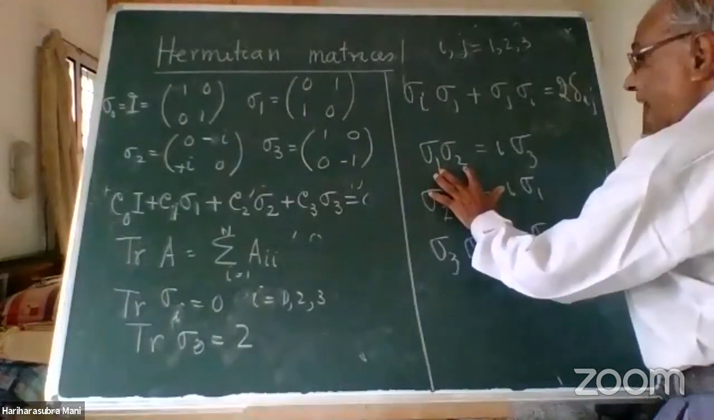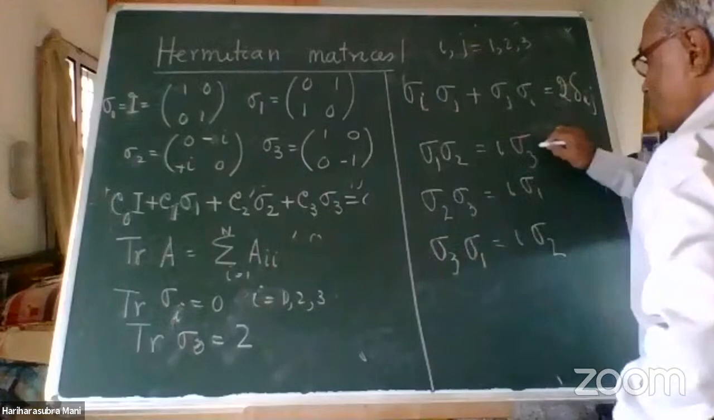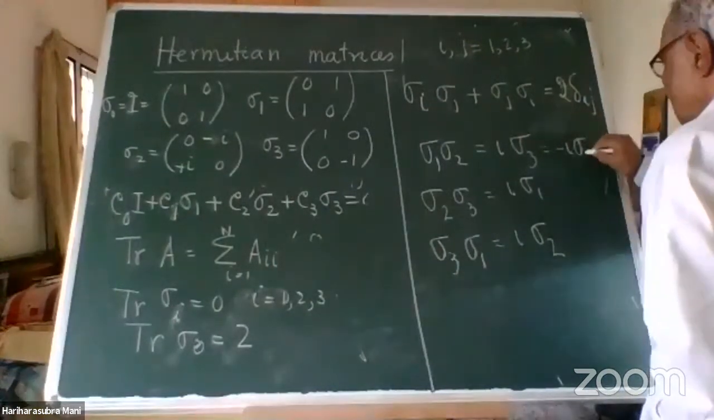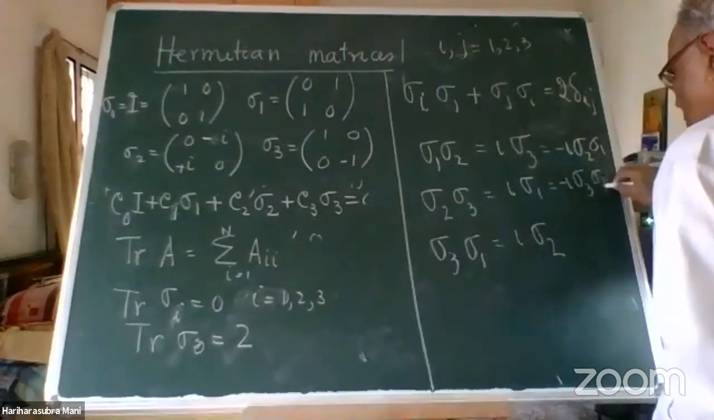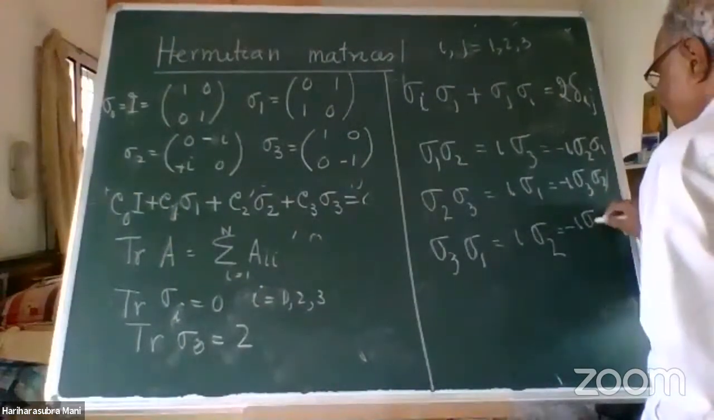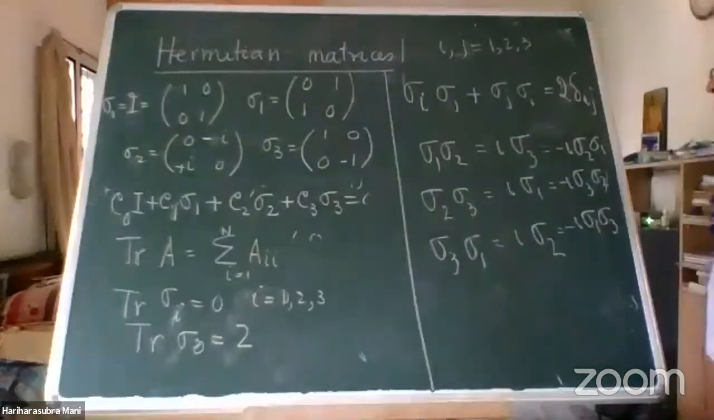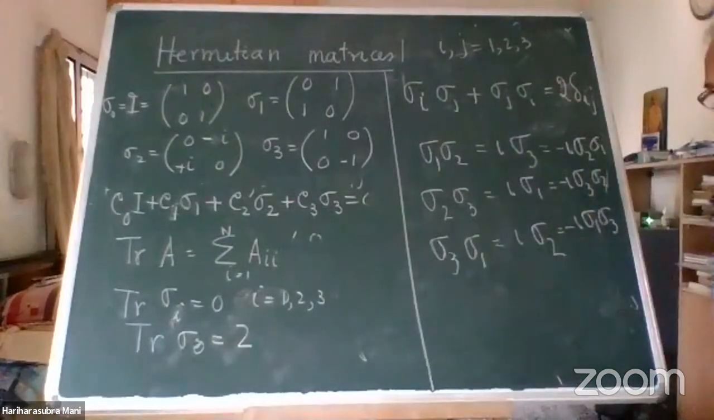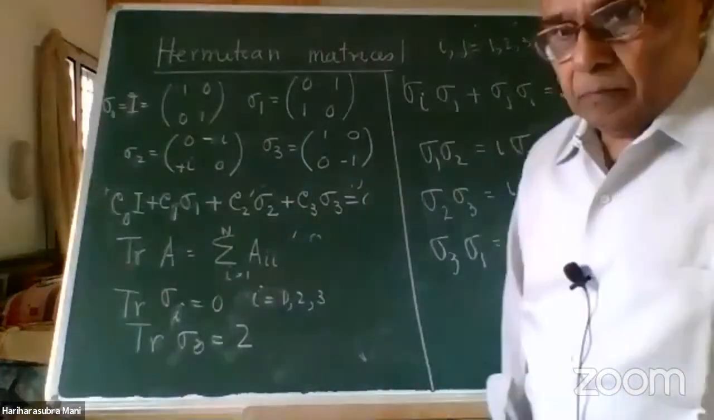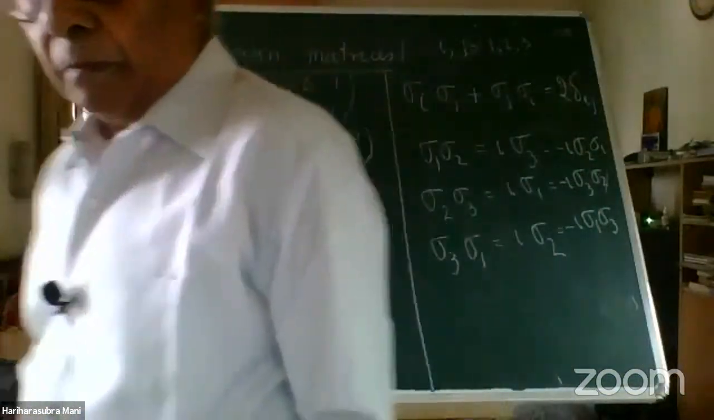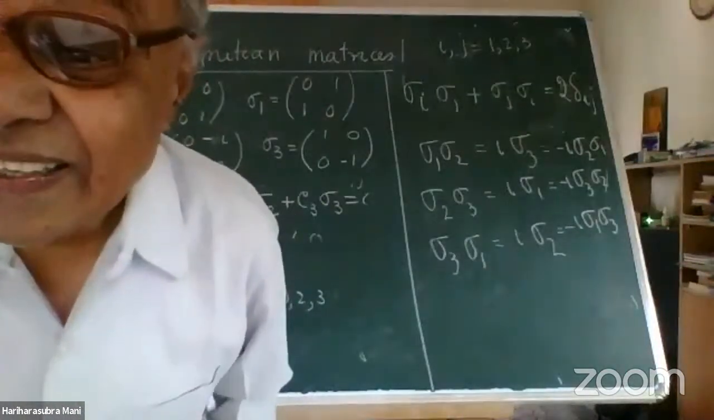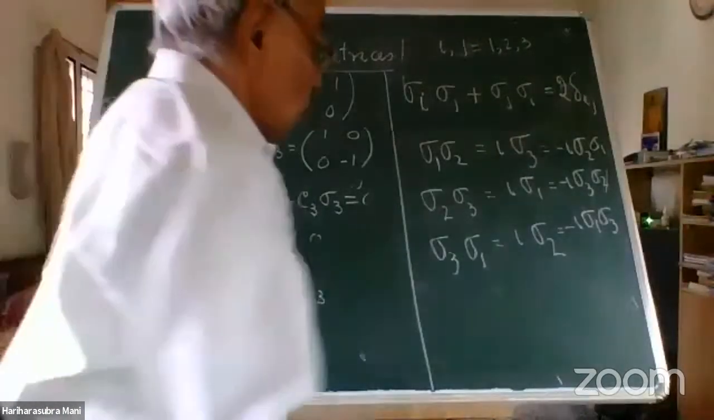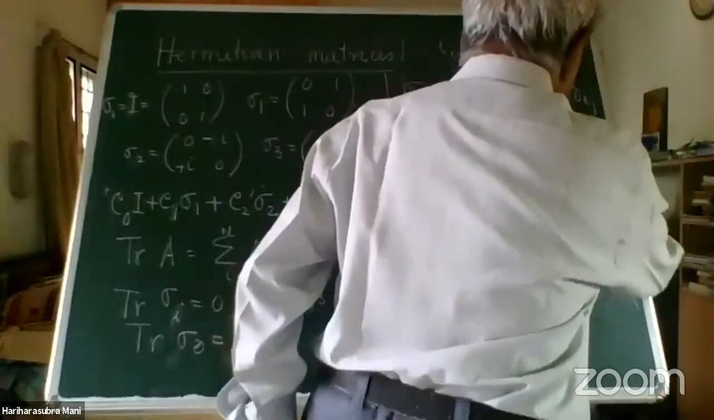Notice sigma 1 and sigma 2 anti-commute with each other. So this is minus I sigma 2 sigma 1. This is minus I sigma 3 sigma 2. This is minus I sigma 1 sigma 3. These are important relations. Last line, which you have just written, I should not be there. Where? Last expression. Oh, here. Yeah. Sorry. Thank you.